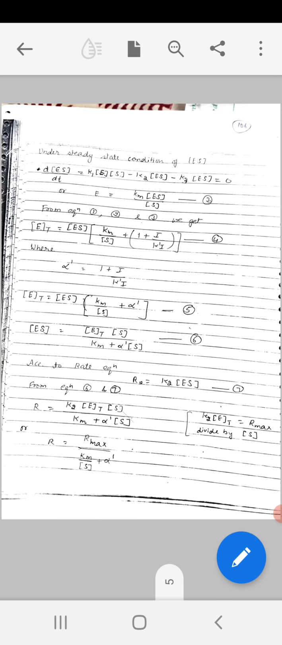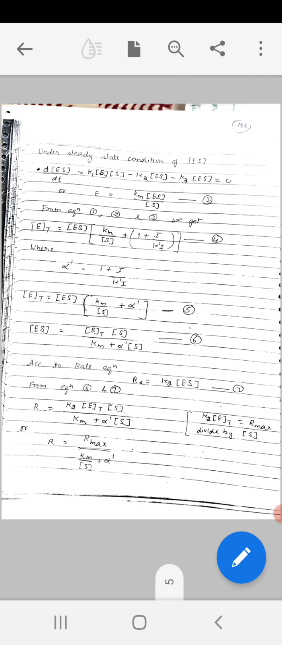The Lineweaver-Burk equation or double reciprocal equation for mixed inhibitors is given by 1 upon R is equal to alpha Km upon R maximum into 1 upon substrate concentration plus alpha dash into 1 upon R maximum. This is equation number 9.